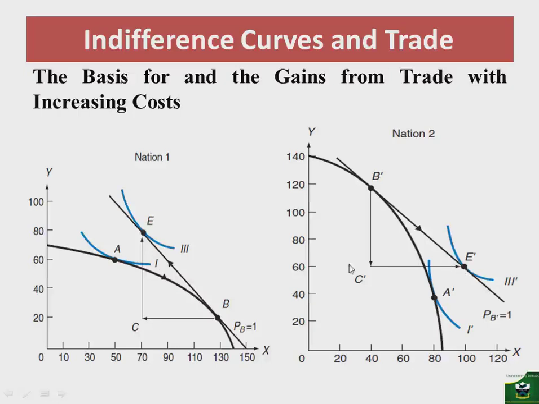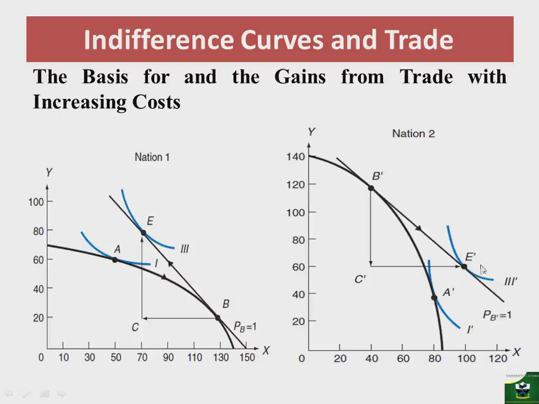Now compare E for nation 1 and A. In autarky, nation 1 was consuming 50 of X, but now with trade, nation 1 is consuming 70 of X, meaning nation 1 has gained 20 units of X. In the same way, in autarky, nation 1 was consuming 60 units of Y, but with trade, nation 1 is consuming 80 units of Y, which means nation 1 has gained 20 units of Y. Therefore, nation 1 has gained 20 units of X and 20 units of Y as a result of specialization and trade.